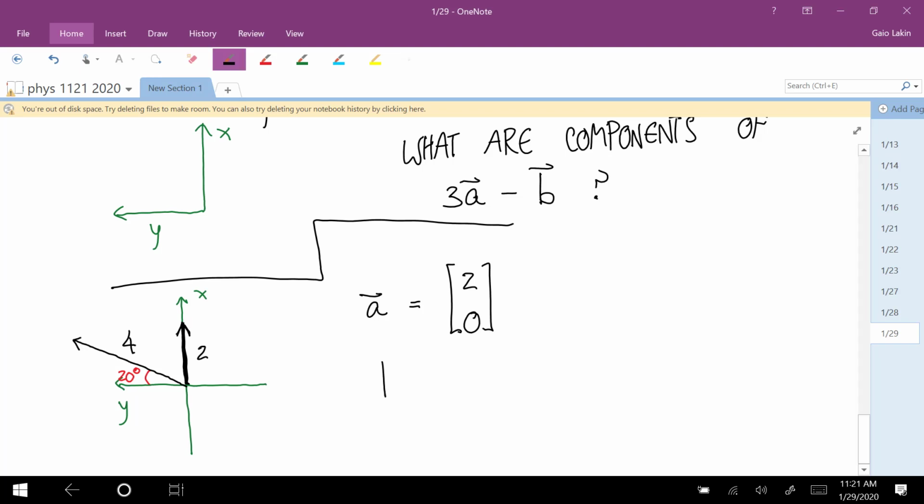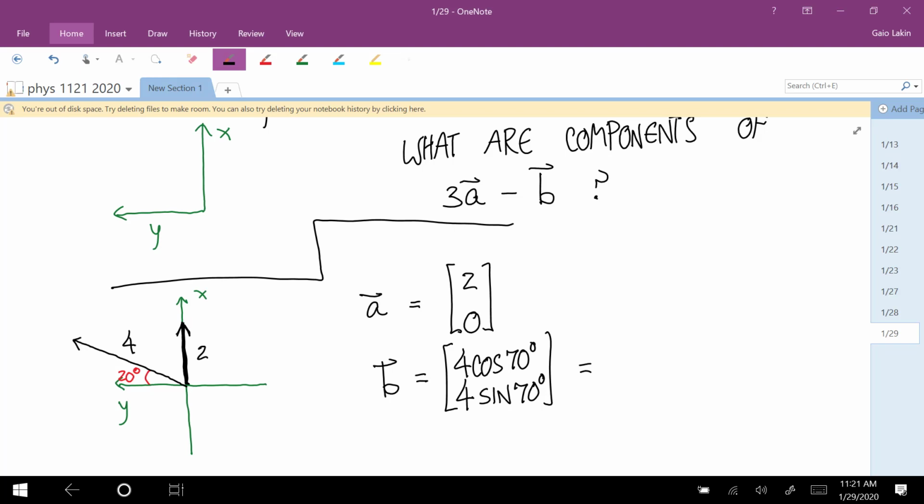And then for B, what's the counterclockwise angle from the positive x-axis to that vector B? Yep, positive 70. So this is 4 times cosine of 70, 4 times sine of 70, and I can't do that in my head. Can someone calculate 4 times each of these two?